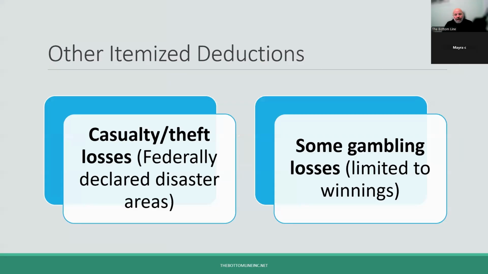If we were going to itemize, the other itemizations that you can do, there are other ones that we're not going to go into. But if there's a casualty or theft loss, it has to be a federally declared disaster area. This is a new law. You used to be able to deduct it if somebody stole your car and you didn't have insurance to replace it. No longer. It has to be a federally declared disaster area, like when there's a flood and the government comes in and says, this is a disaster area.